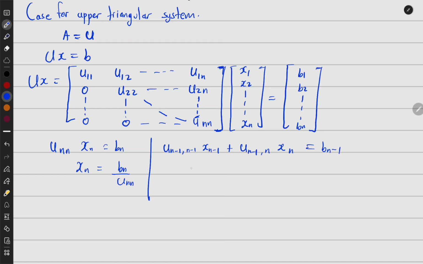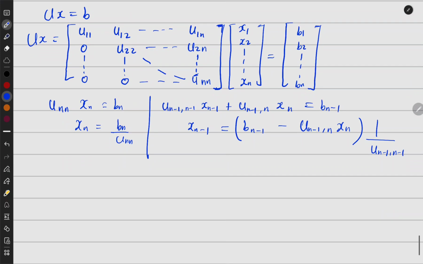So you observe that therefore my xn minus 1 is going to be equal to bn minus 1 minus Un minus 1, n, this is xn, and this entire expression is divided by Un minus 1, n minus 1. Something like that. Therefore you find that my general expression, in case I want to solve, this one remains the same. So this is bj minus the summation, because I perceive there will be something there.